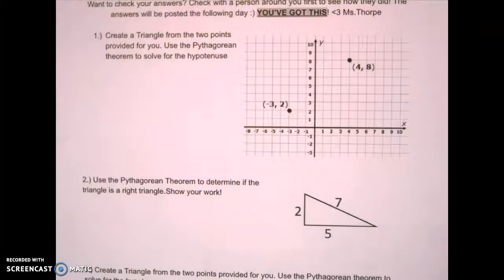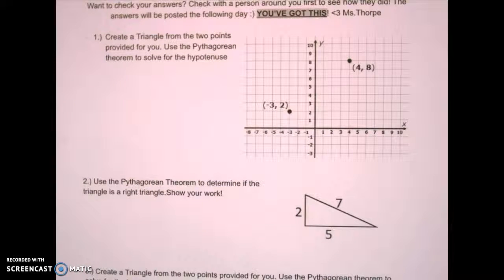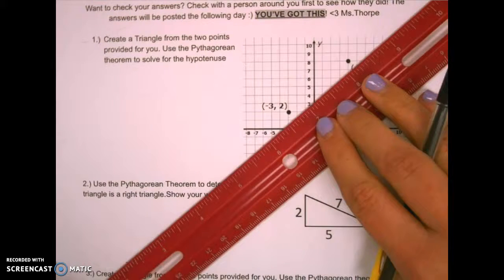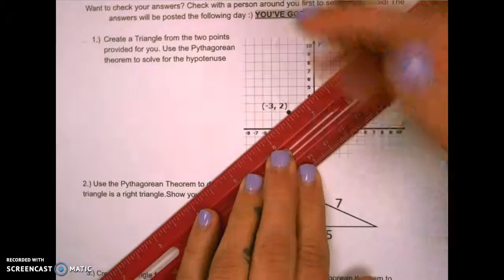This video is going over how to do the practice Pythagorean Theorem problems. So our first question is, we are going to create a triangle from 2 points that are provided, using the Pythagorean Theorem to solve for the hypotenuse. So if you recall, I need to connect these two dots with a straight line.